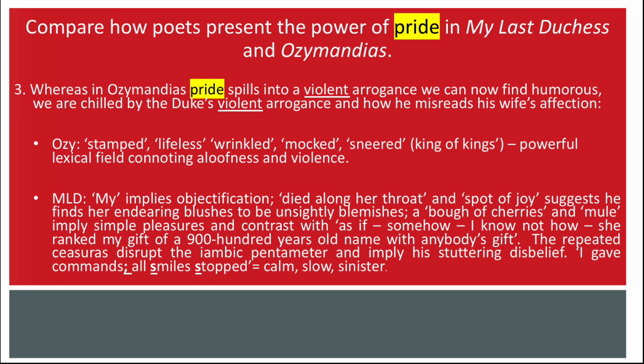That's a sudden, strong, quite violent overreaction to what are, of course, perfectly pleasant gifts that people give her. And that, I think, is quite a clever thing to say, and I hope that further, let's get down into the structure of this, the repeated caesuras, which we remember are pauses within the poem. I'm suggesting that they quite violently disrupt the iambic pentameter of the poem, and they imply his stuttering disbelief.